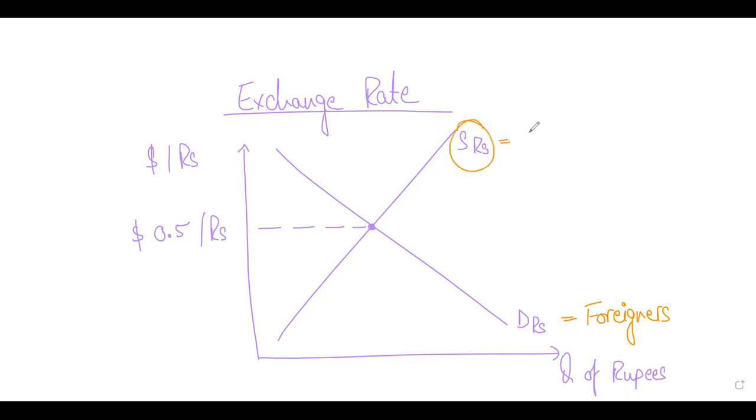So in case of supply of rupees, it is the Pakistanis who already have this currency, and they are the ones who will be supplying it. Now, when do we supply our currency? Now listen to this very carefully. When we spend our currency to exchange it for another currency, that is when we are supplying it, right? And yes, that happens when we import.